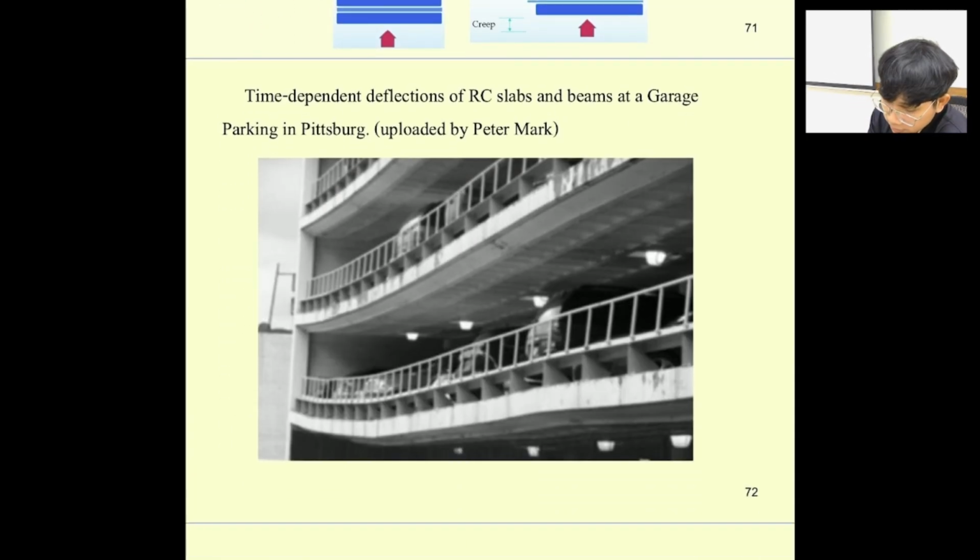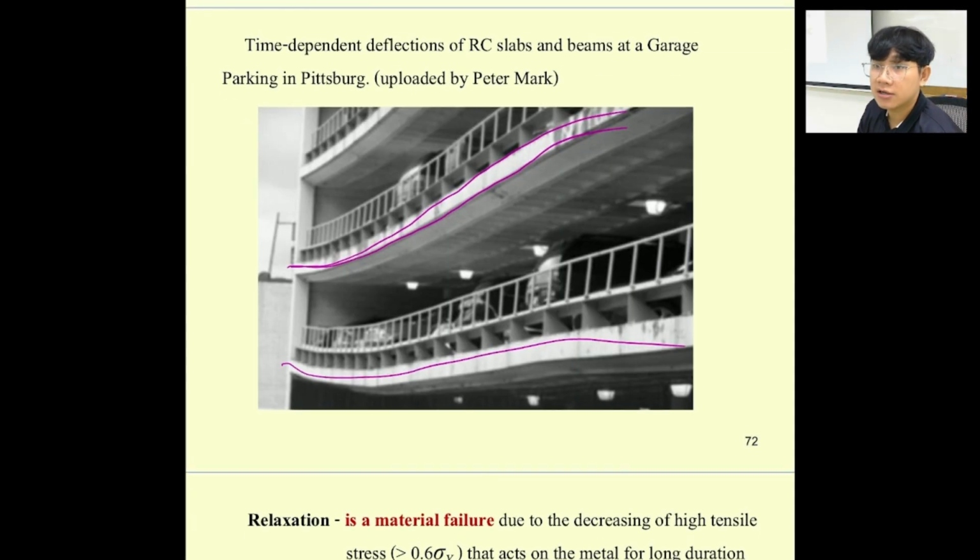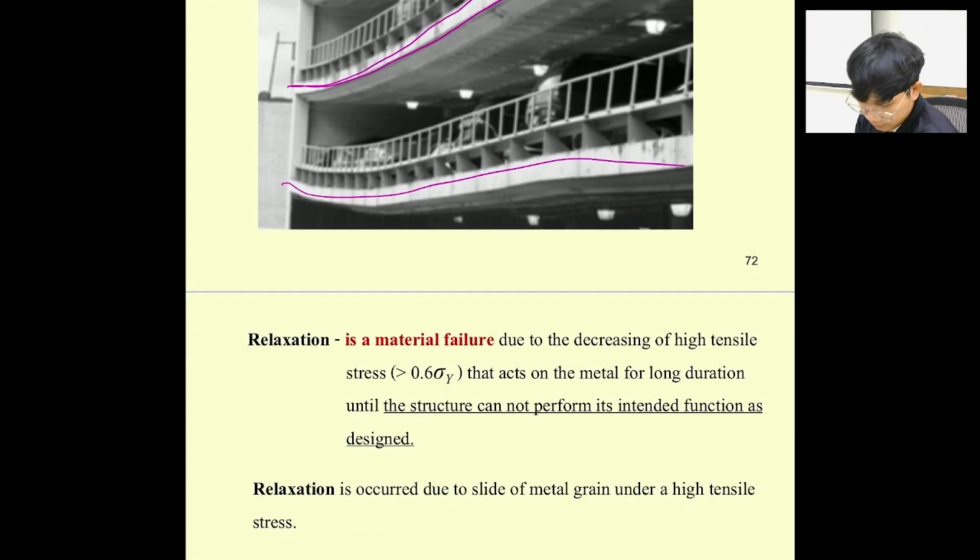This one also, but this one is still okay because the reinforcement is holding the shape of the concrete. It looks scary, but it's functional, so nothing happens. But this one is caused by the creep of the RC, reinforced concrete.